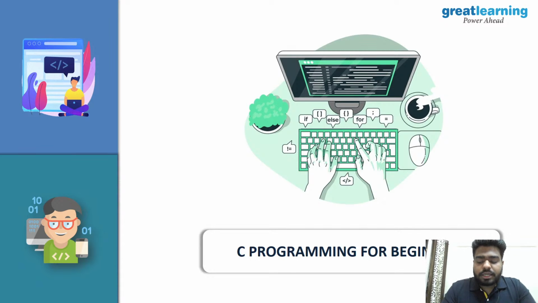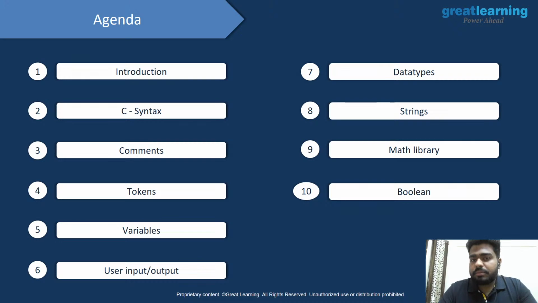So let's begin with the agenda. First of all, let's see what all things I'll be covering here. The very first thing is nothing but introduction. That means who developed C programming language and what are the most basic key terminologies which are used in coding. Then we will see the syntax. Syntax means how to actually write a proper code, and then we'll look through the comments, and then we'll see the tokens, the variables, user input output, data types, strings, math library, and boolean.